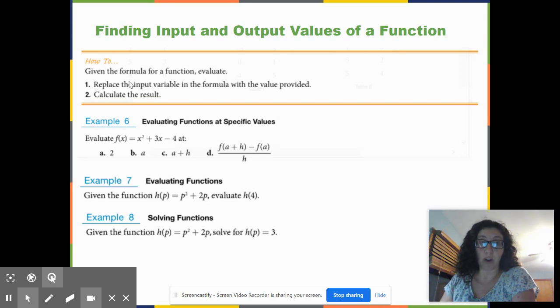Okay, so here's what we do. Step 1, replace the input variable in the formula with the value provided. Step 2, calculate the result. Okay, so let's do this example.